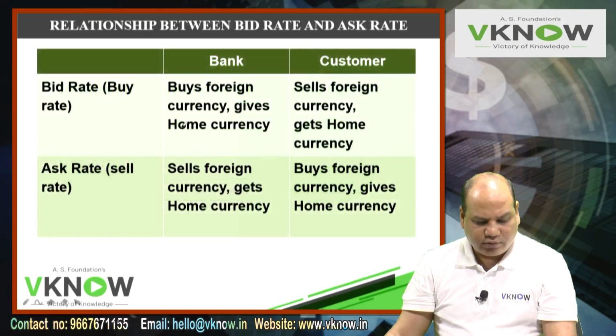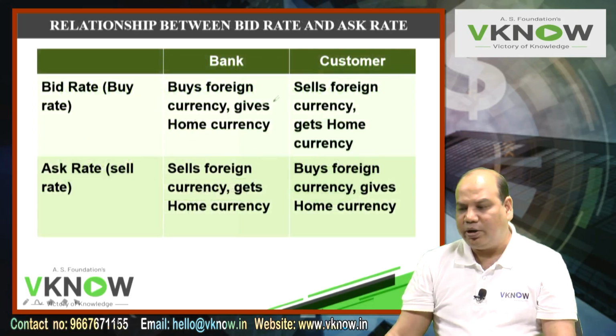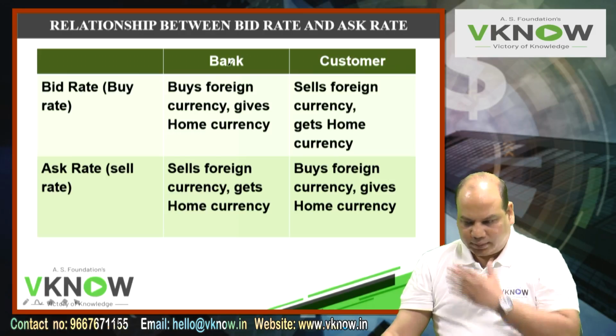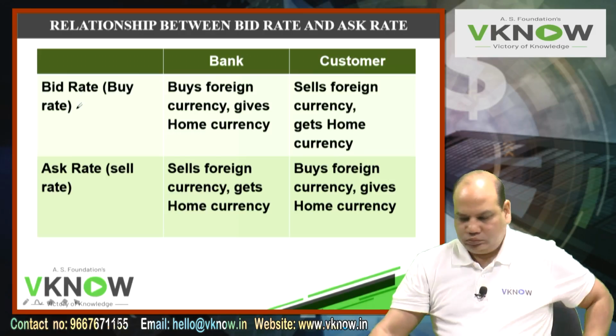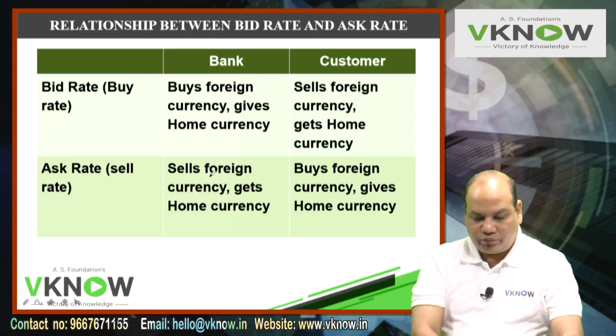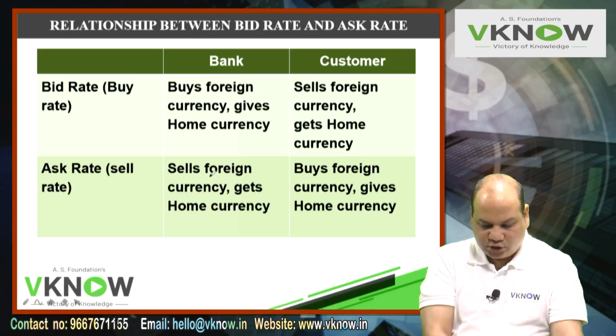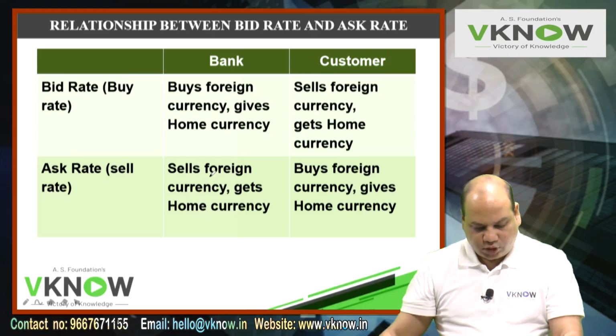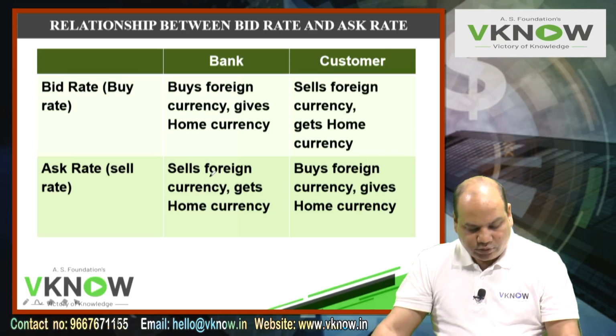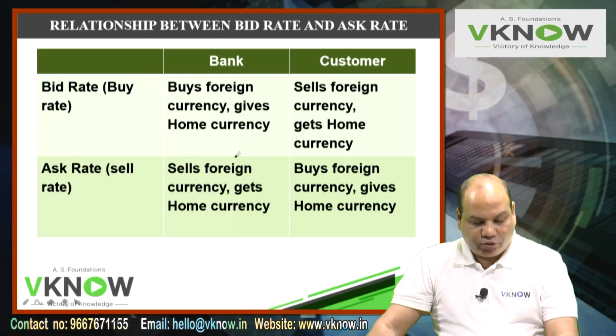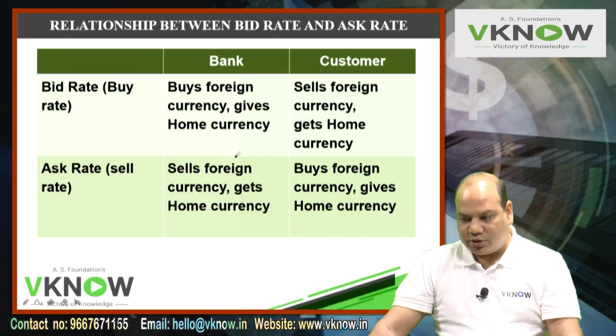Now next paragraph, write down. Relationship between bid rate and ask rate. Three columns: particular column, bank column and customer column. I am repeating the same thing several times because this is so fundamental in this chapter that once you get it, your job is done.